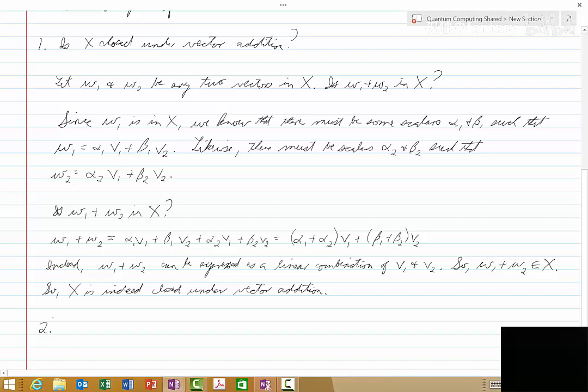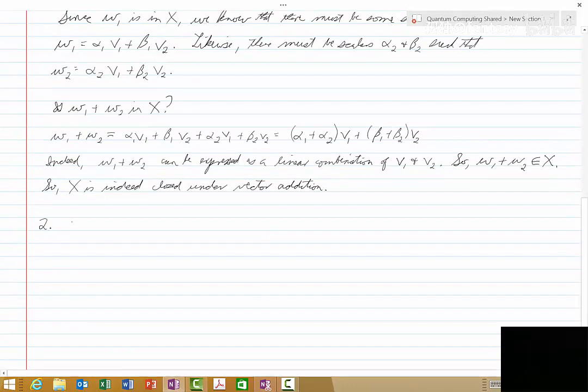But of course, that's not all. We also have to check for closure under scalar multiplication. And so let's do that next. And if you did not get part 1 correct before, then I encourage you, now that you've seen the solution to part 1, to stop the video and see if you can do part 2 on your own before referring to the video.